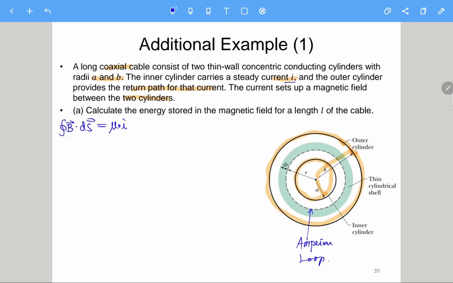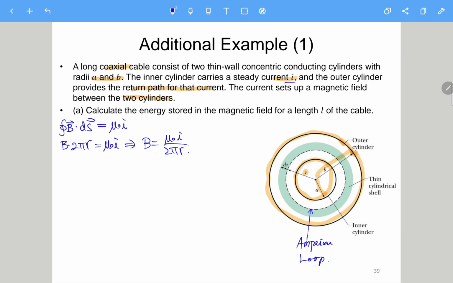Yeah, so due to the symmetry, we know that this line integral is nothing but B times 2 pi small r. The radius of this Amperean loop is small r, so we have 2 pi r as the circumference. So it equals mu 0 I, so we have nothing but B equals mu 0 I over 2 pi r, which is the most simple, most familiar equation in chapter 29.